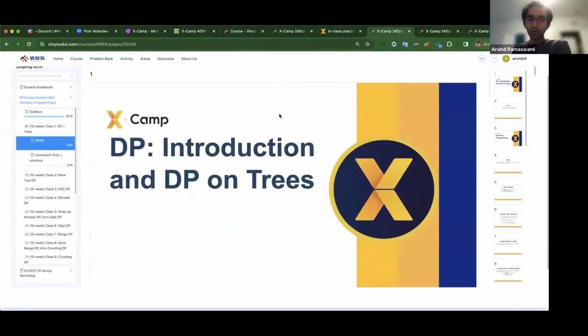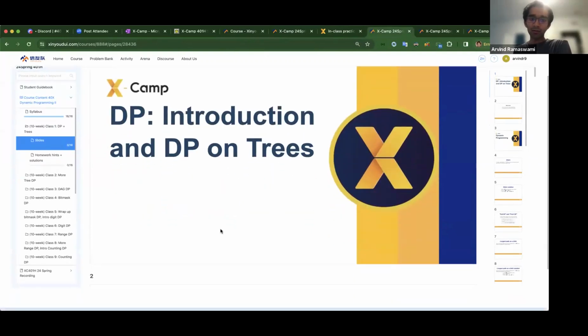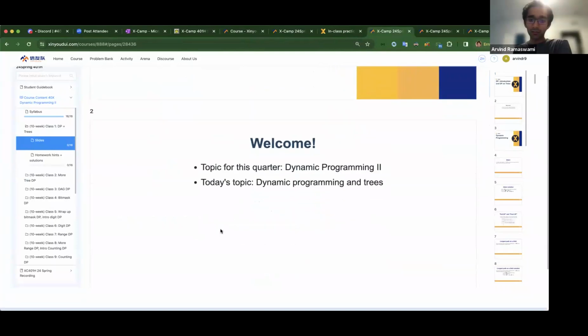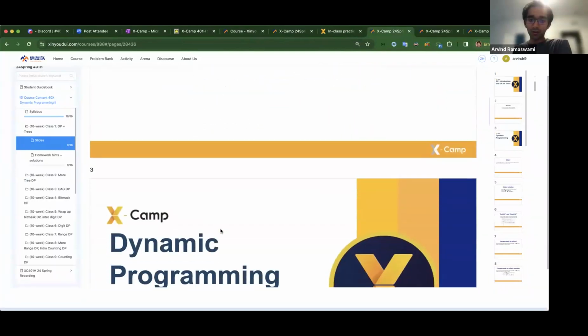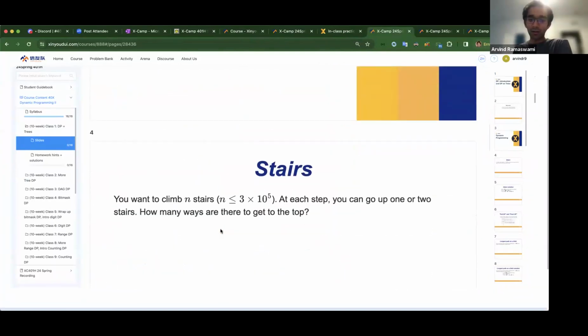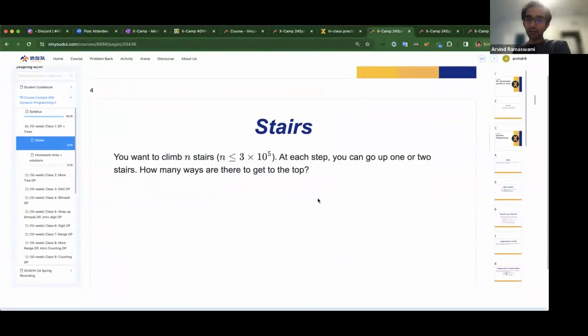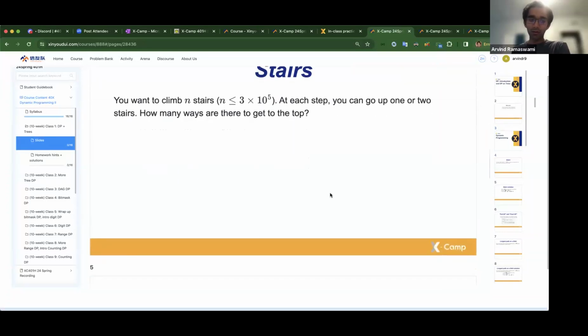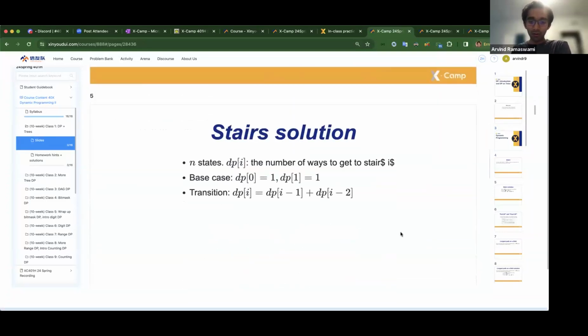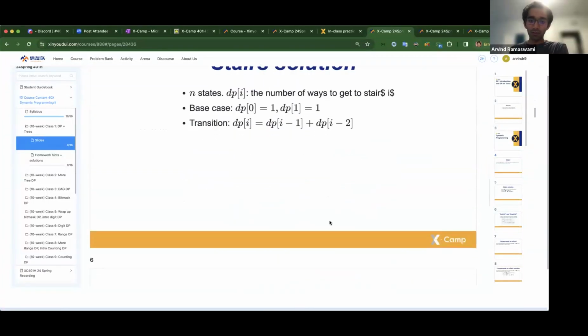So we're going to talk about DP on trees. We just went over this problem in our in-class exercise. It's one of the more standard dynamic programming problems that you might have seen before. There are states and a base case, and then there's this transition, which many of you wrote.